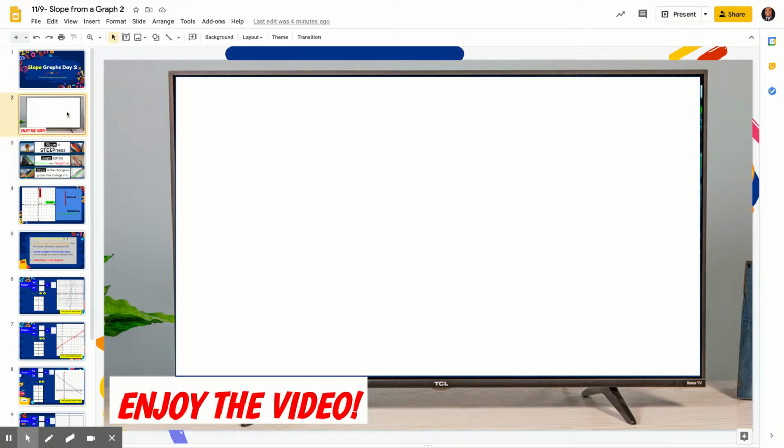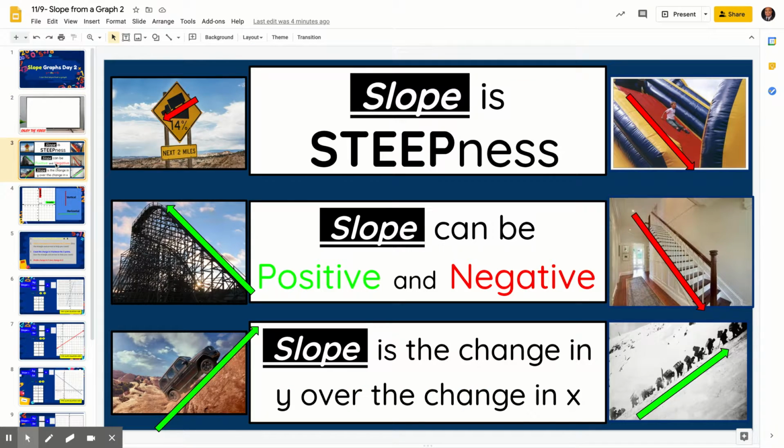Right here on slide 2 is where you found this video. I'm not going to talk about slide 2. Slide 3 and slide 4 are reminders from last week. Slide 3 tells us what slope is: slope is steepness, it can be positive or negative, and it's the change in y over the change in x.